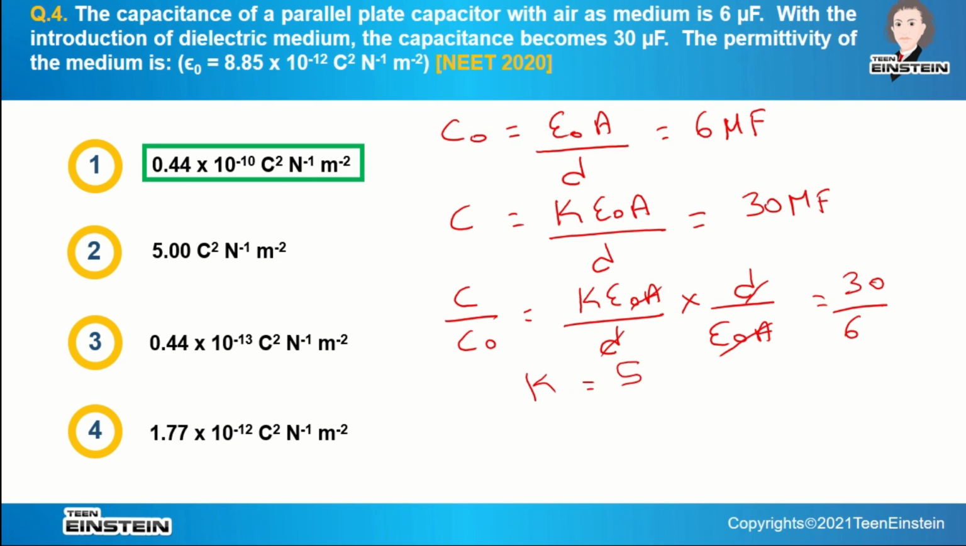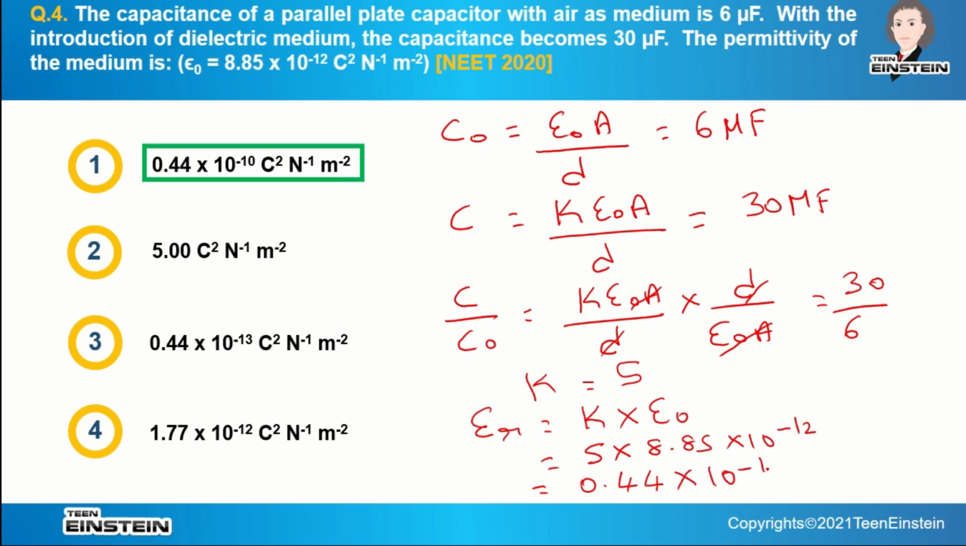Okay, so the permittivity of the medium is given by epsilon is equal to dielectric constant into permittivity of free space. So this will become 5 into 8.85 into 10 power minus 12. So the value will be 0.44 into 10 power minus 10 coulomb square Newton inverse meter inverse square. Okay, so the correct option is option 1, 0.44 into 10 power minus 10.